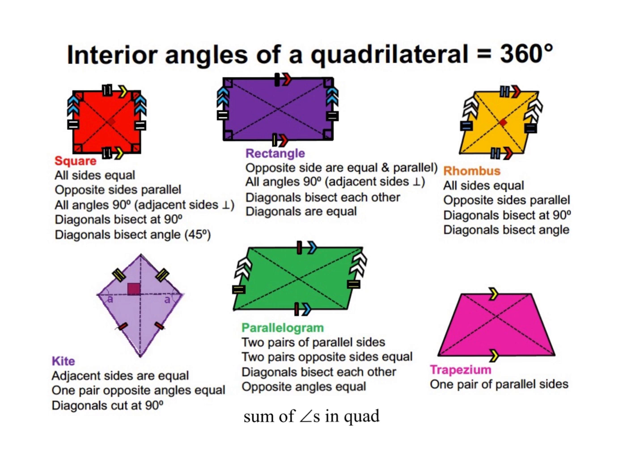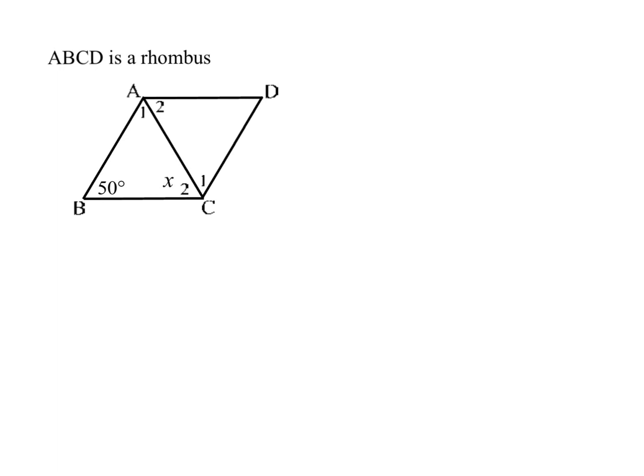equal 360 degrees. In this first question, they tell you that it is a rhombus, but they don't actually give you any of the properties of a rhombus on the drawing. Therefore, you need to go and fill it in.